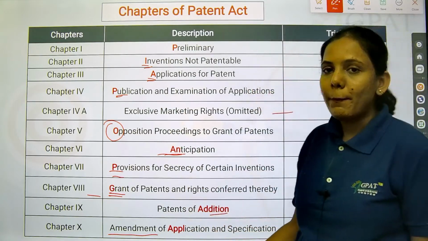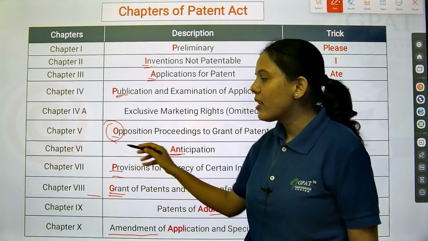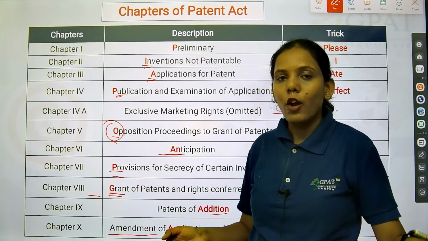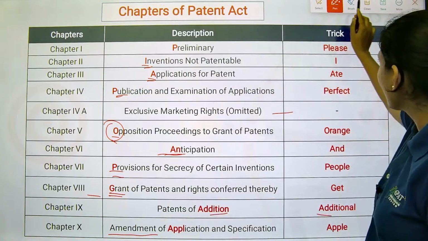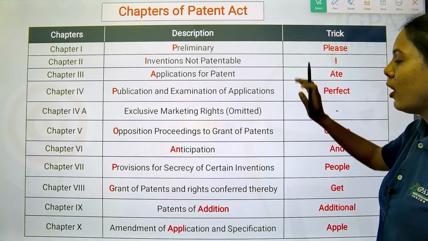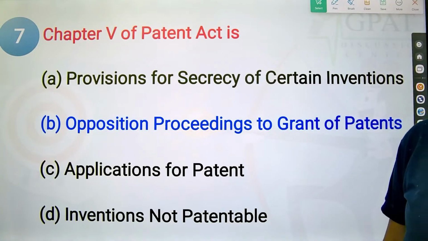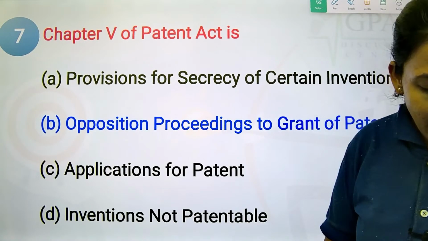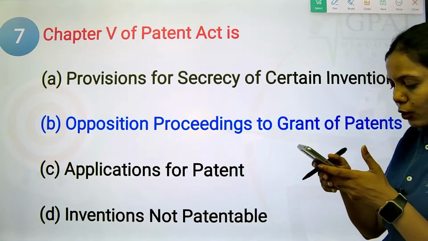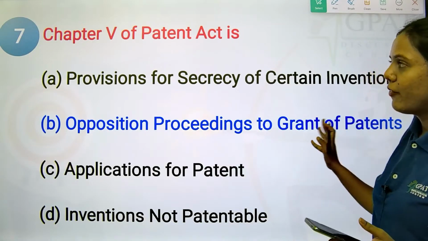Now they are asking chapter 5. So you know chapter 5 is about the orange that we have selected. So O for opposition. Okay. So you can note down this trick also. So chapter 5, that is opposition proceedings to grant of patent. Opposition proceeding to grant of patent is the right answer. Those who have answered B, that is the right answer.